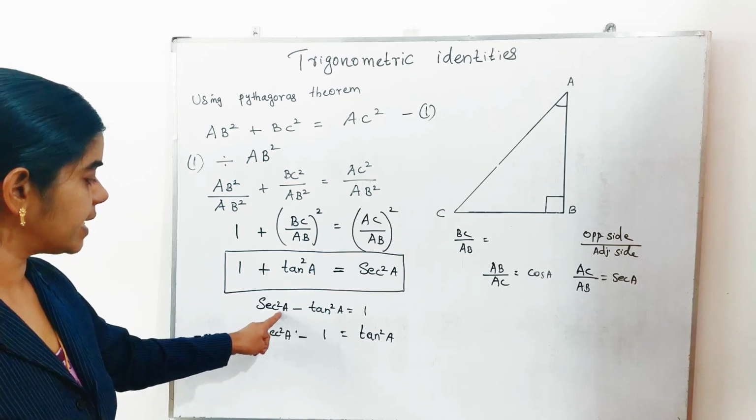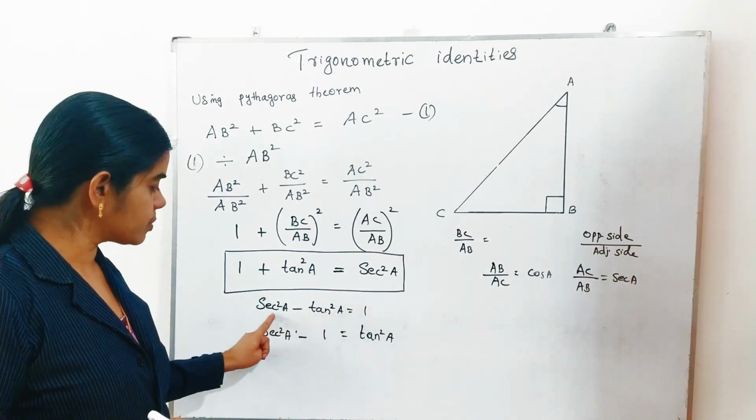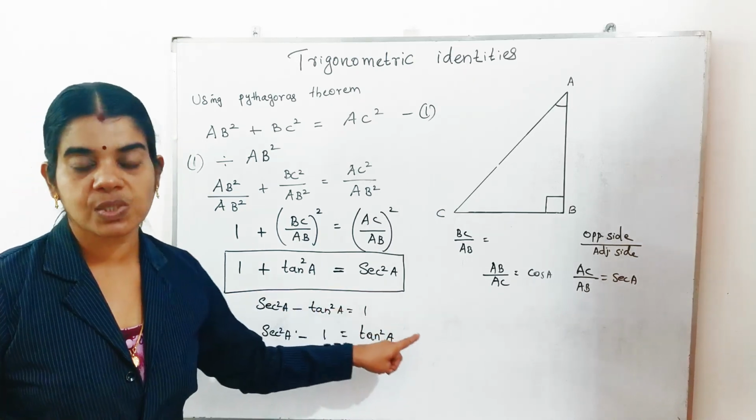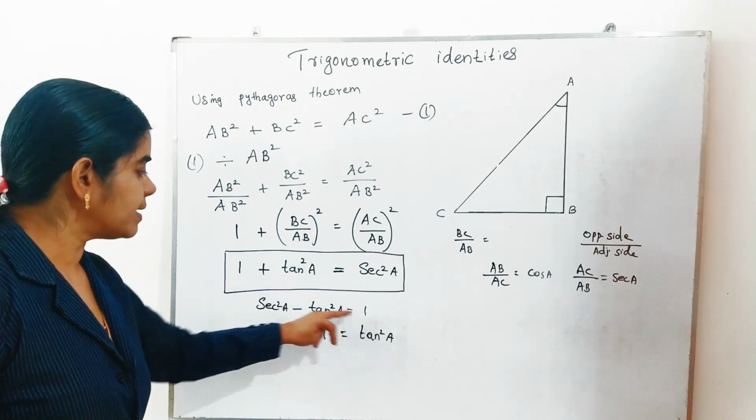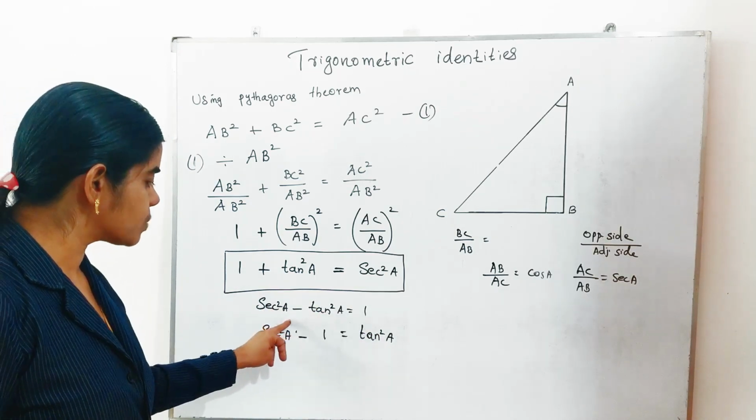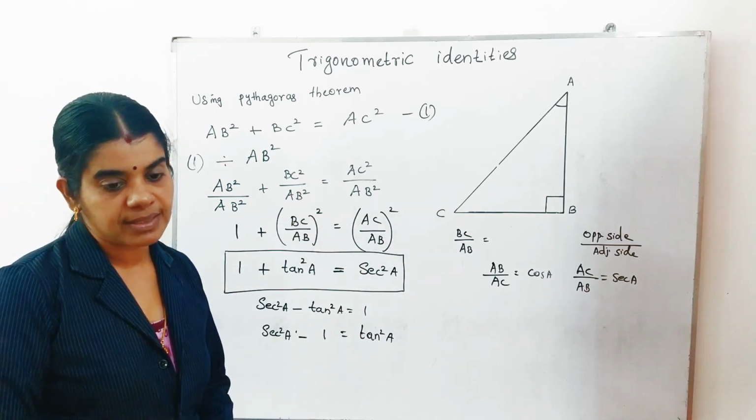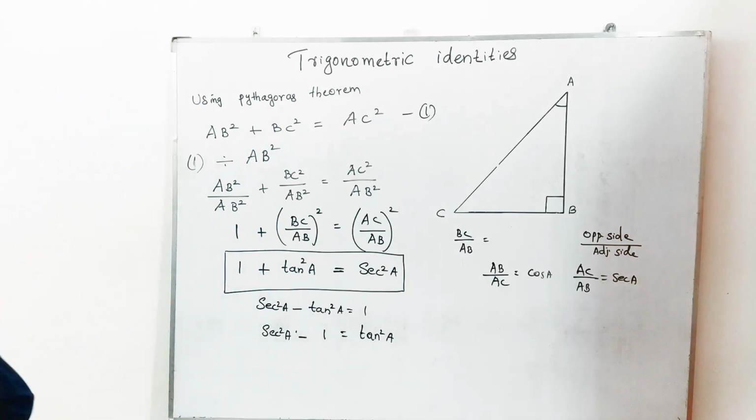If you study this, sec square A minus tan square A equal to 1, from this we can write sec square A is equal to, taking this minus tan square A, 1 plus tan square A. Then if you take this one here, sec square A minus 1 is equal to tan square A. This is our second identity. Then I will show one more identity. Just listen.